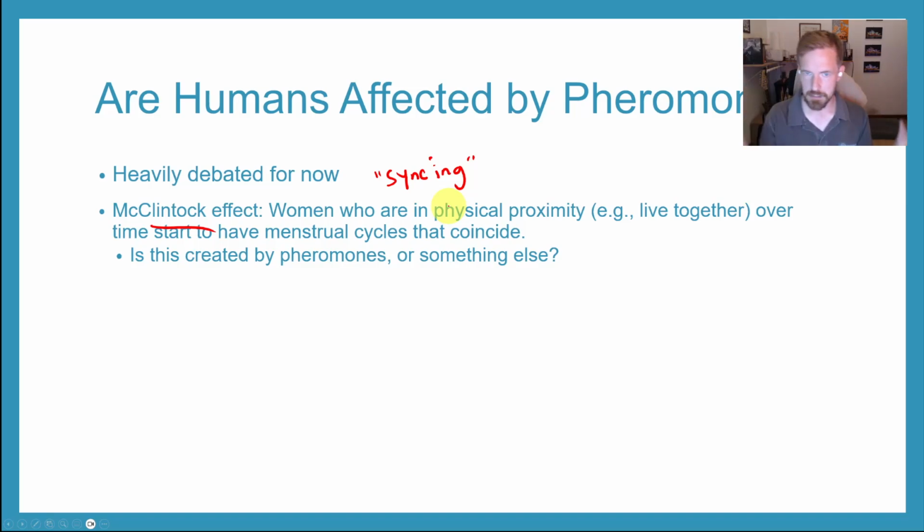And that's what the McClintock effect is: if you have women that are living together, generally speaking, over time, their menstrual cycles seem to sync up in ways that do not look like coincidence. It does not appear to be random that this is happening. So, why though? What is that mechanism?